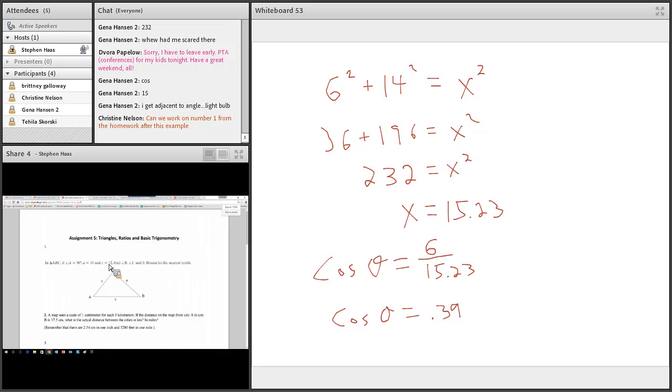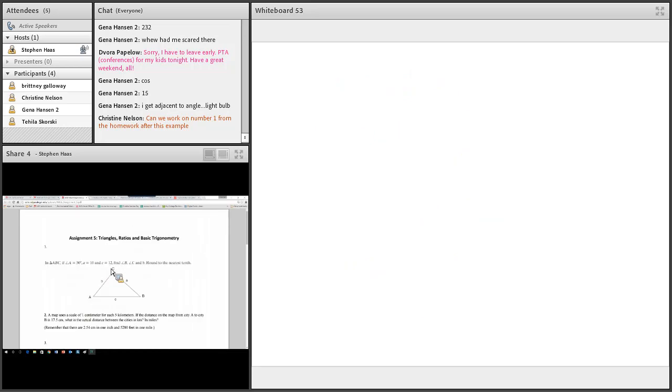Just a couple of examples from the homework that I wanted to discuss. Question number 1 from the homework. How are we going to figure this out? In triangle ABC, if angle A is 50 degrees, and a is 10, c is 12, find angle B, angle C, and little b to the nearest tenth. How are we going to figure that out? What rule are we going to use?